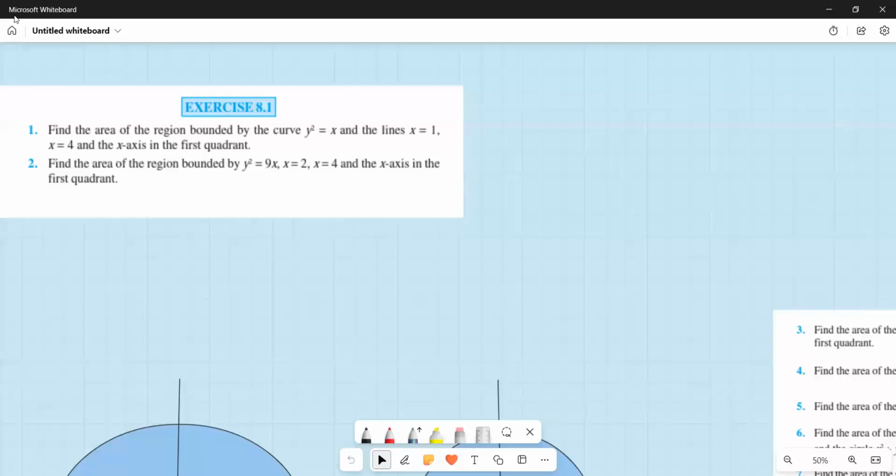We are going to do area under the curve, applications of integrals. Definite integrals is the area under the curve. So first question is exercise 8.1. Find the area of the region bounded by the curve y square is equal to x. Y square is equal to x is a right side parabola.